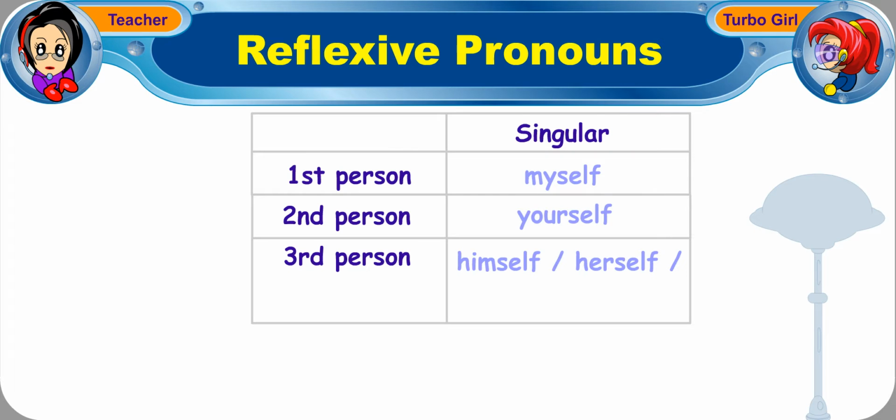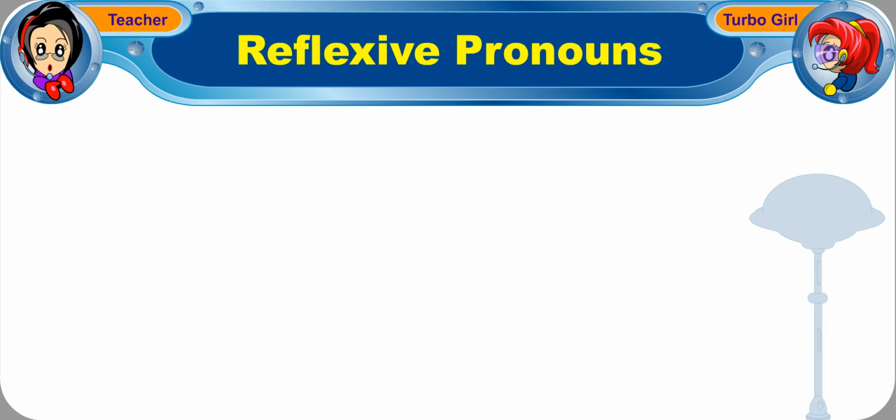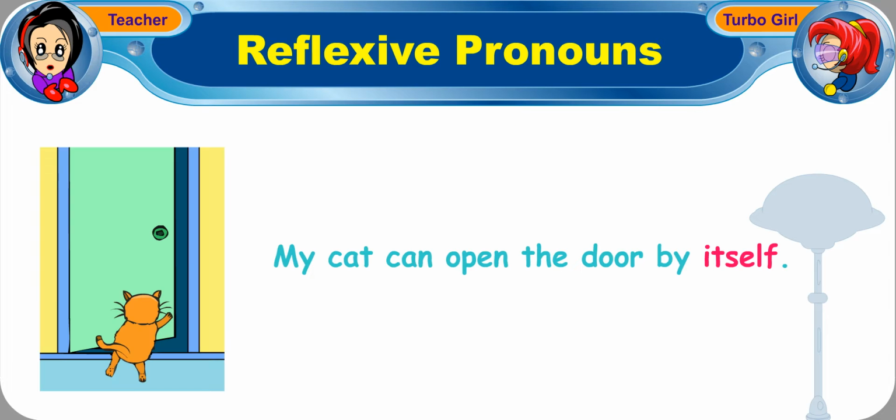When we are talking about an animal or thing, we use the third person reflexive pronoun itself. For example, my cat can open the door by itself. We use the reflexive pronoun itself to refer to the cat.